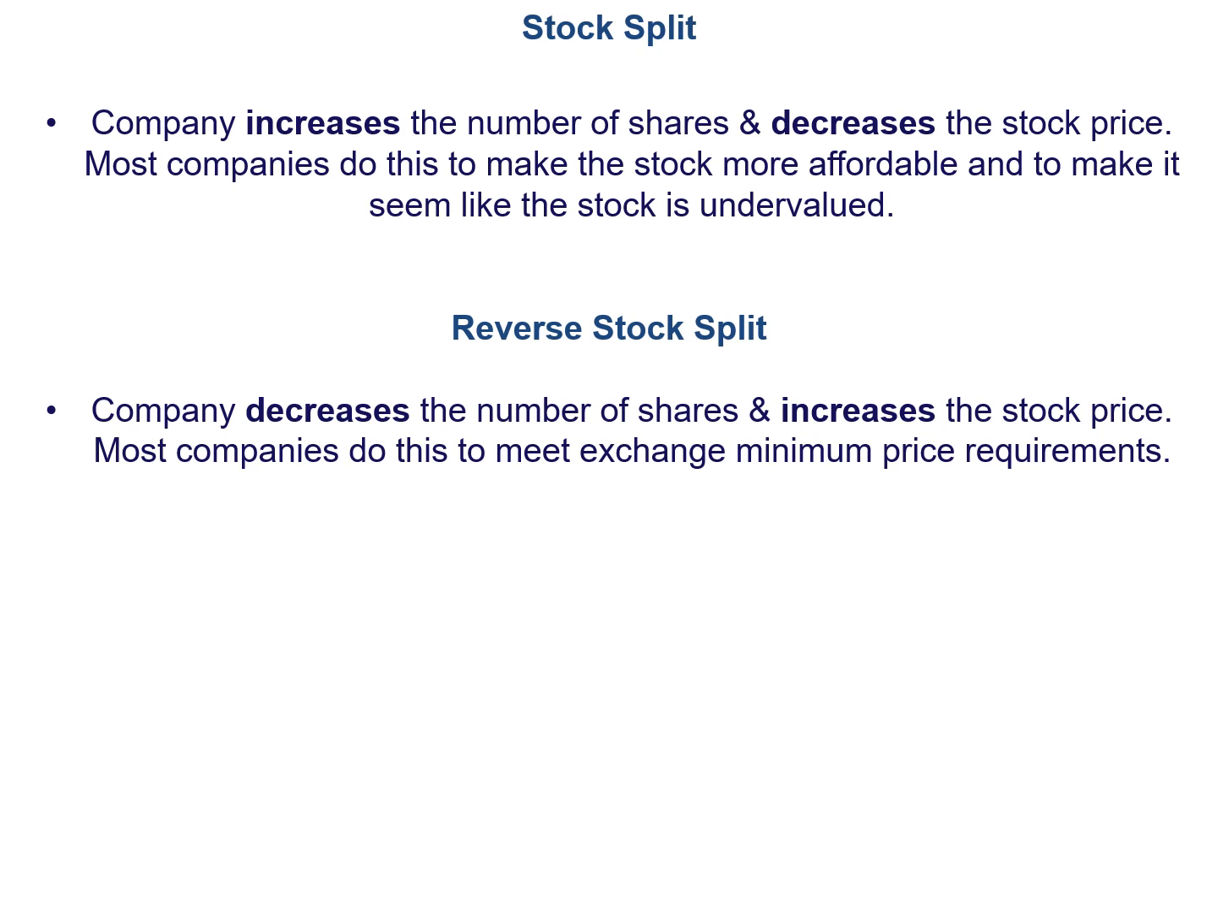Moving on to reverse stock splits. So looking back at stock splits, we know it's when a company increases the number of shares and decreases the stock price. And again, most companies do it to make it seem like the stock is undervalued or to make it affordable for investors. They want to lower the stock price to make it more attractive and affordable to investors. A reverse stock split is the opposite. It's when the company decreases the number of shares and increases the stock price.